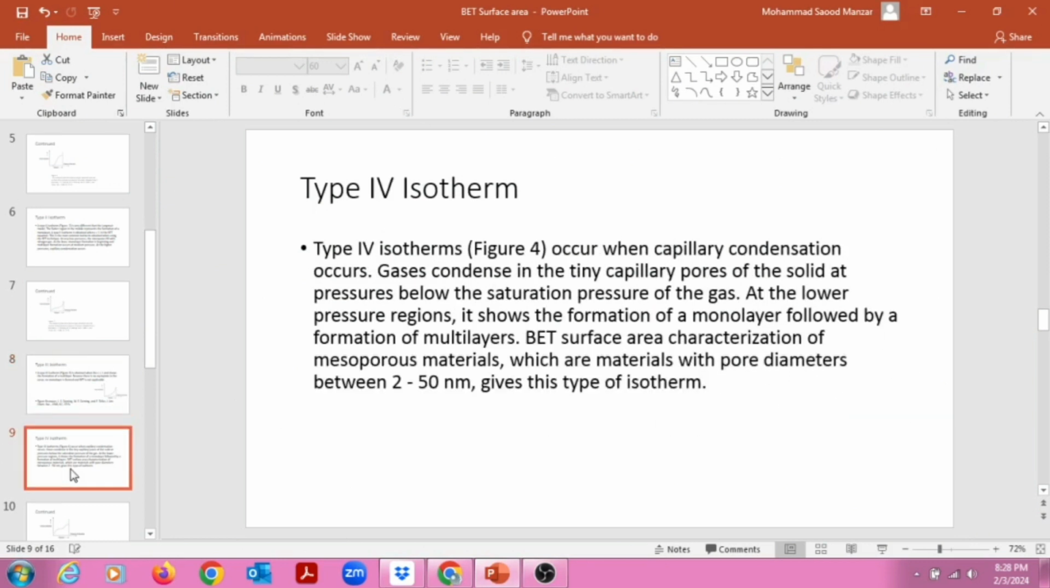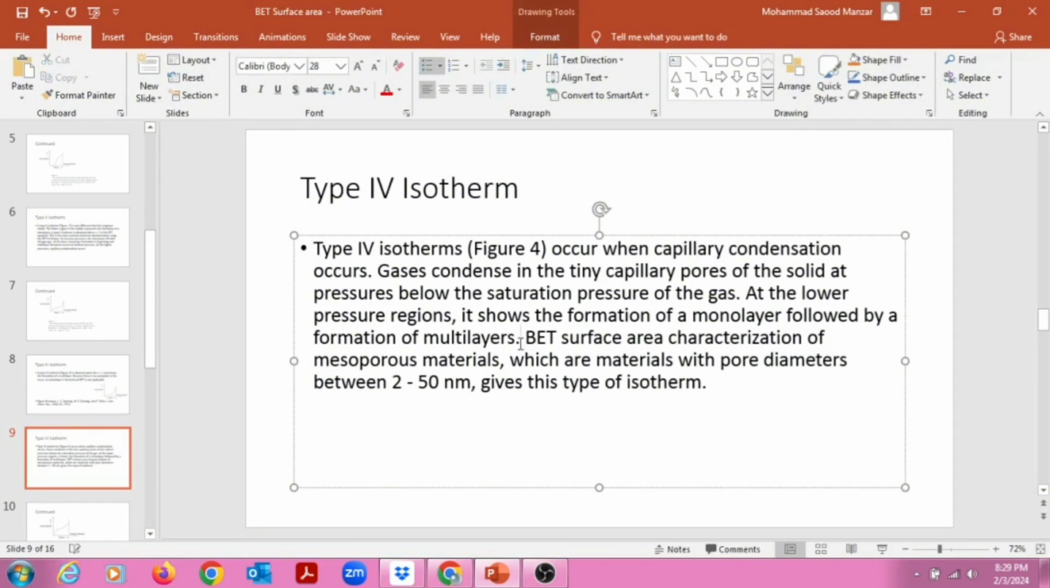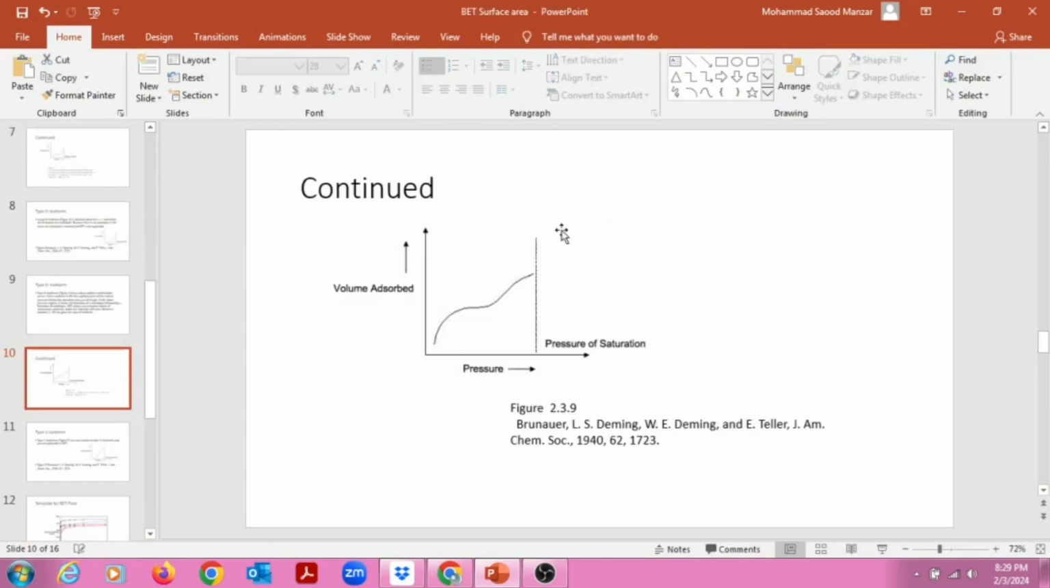In the case of type 4, which is applicable to BET, capillary condensation occurs, where gases condense in the tiny capillary pores of the solid at a pressure below the saturation pressure of the gas. At the lower pressure region, it shows the formation of a monolayer followed by multilayer formation. This is mostly followed and is basically applied to mesoporous materials like cellulose, and even some LDH, layered double hydroxide. So this is the plot for the type 4 isotherm, and this is my saturation pressure.